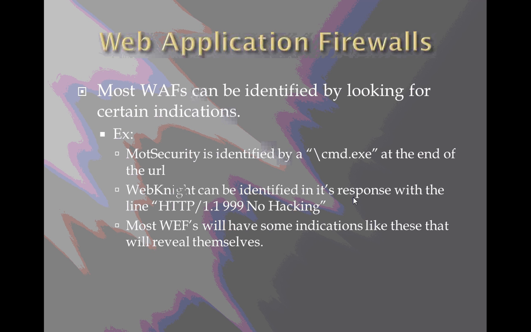Web application firewalls, most of them can be identified by looking for certain indications. For example, Mott Security is identified by a /cmd.exe at the end of the URL. Another common one, WebNight, is identified after you make the request. It'll come back with a response saying HTTP/1.1 999 No Hacking. So most web application firewalls will have something like this to help you identify them.